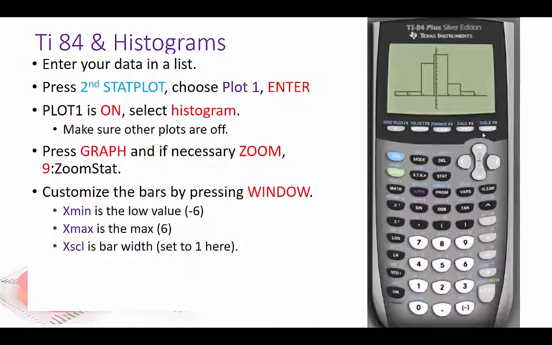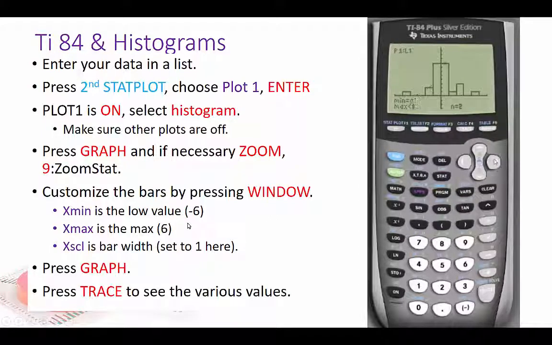You can customize the bars by pressing window. X-min is the low value, which I'm changing to -6. X-max is the high value. This is for a different set of data. And here you set the bar width to 1. And you can see that the histogram changed after you press graph. And if you hit trace, you can see the different values.